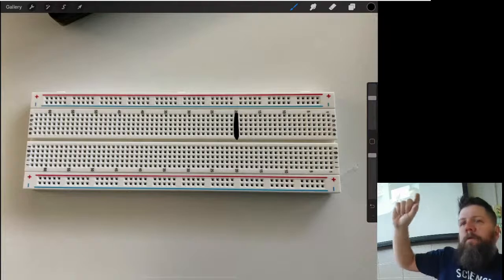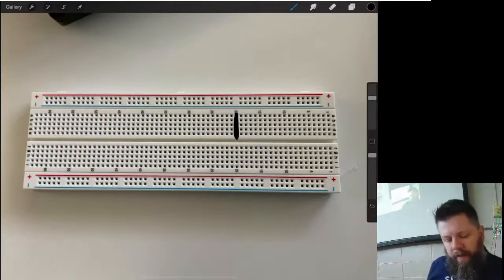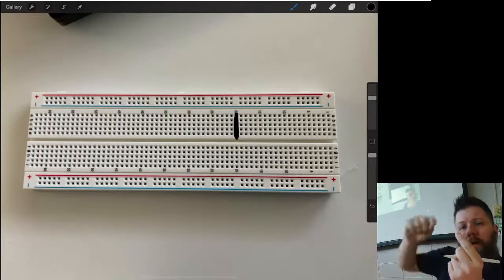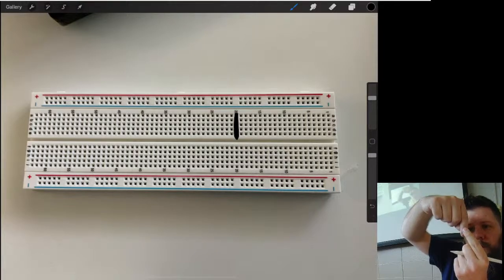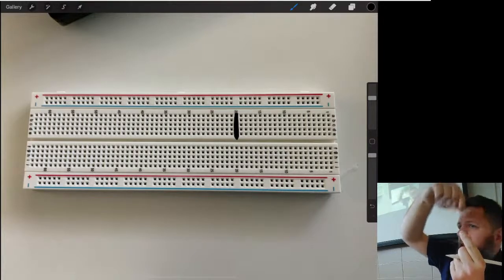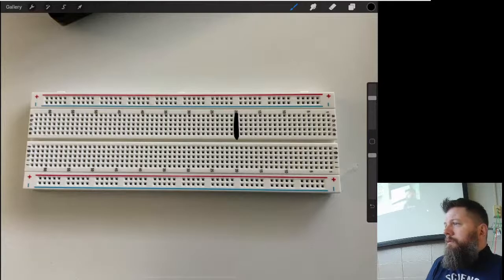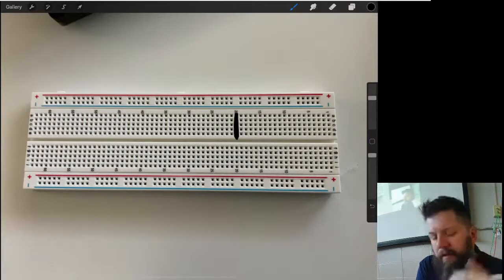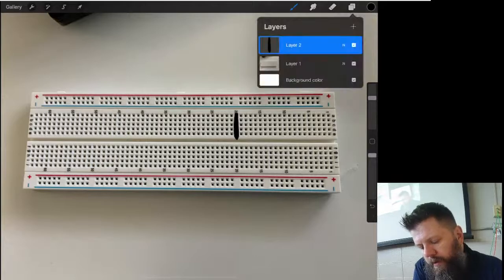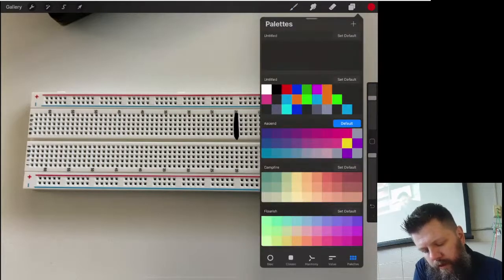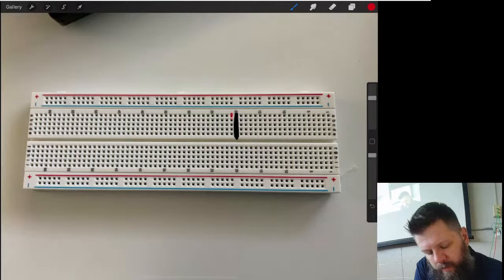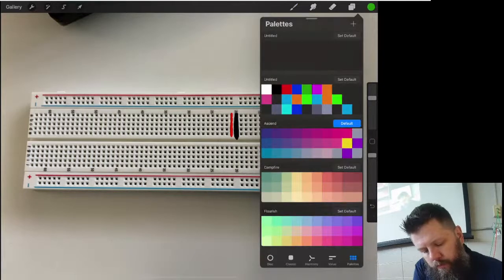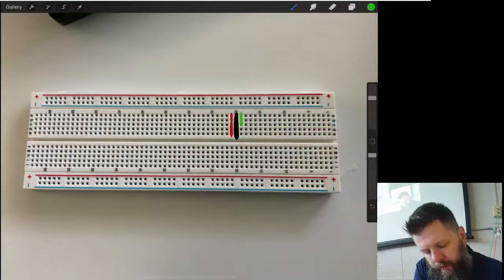Those 5 holes are all connected. On the inside, there's a little clip, and when you put something in one hole, it's connected to anything you put in the other holes. Okay, so that's connected to each other. Those 5 holes are connected to each other, but they are not connected to these 5 holes. Okay, and they're not connected to these 5 holes right here.